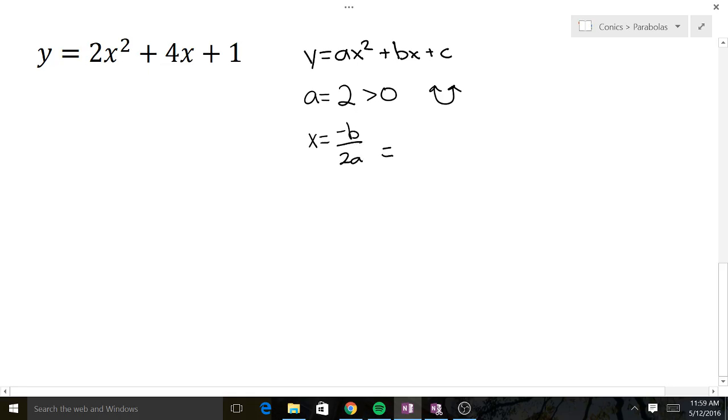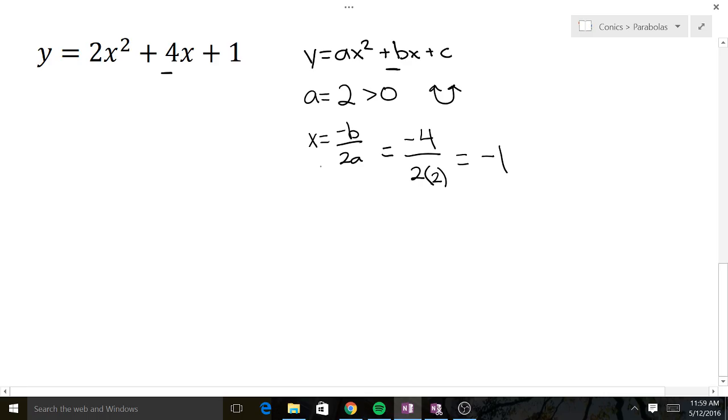And our b value in this equation is the coefficient in front of x, which in this case is 4. So b is 4, but remember the formula calls for negative b, so it's going to be negative 4 over 2 times a, which we decided earlier was 2, which equals negative 4 over 4, which simplifies to just negative 1. So we know the x value of the vertex now is negative 1.